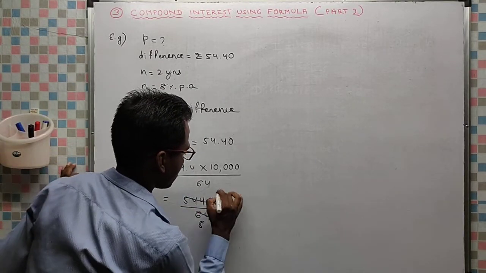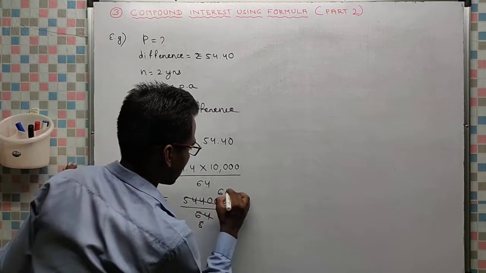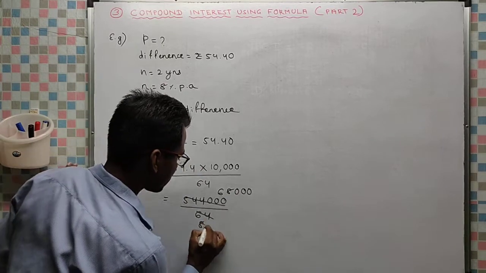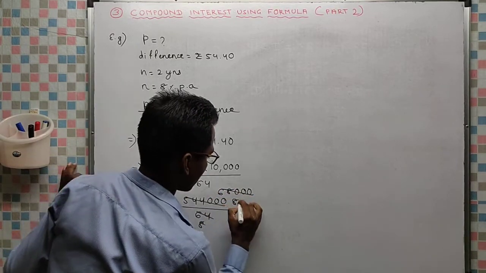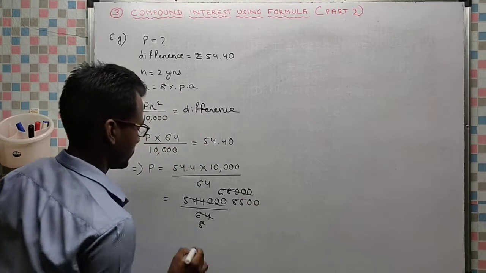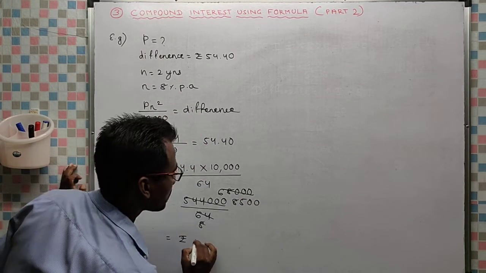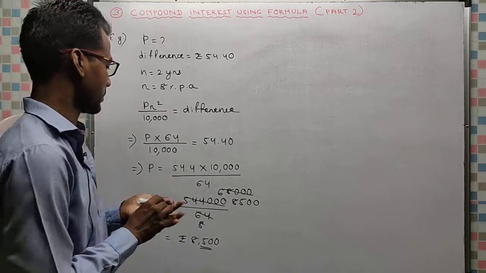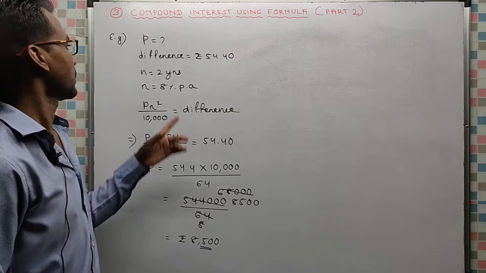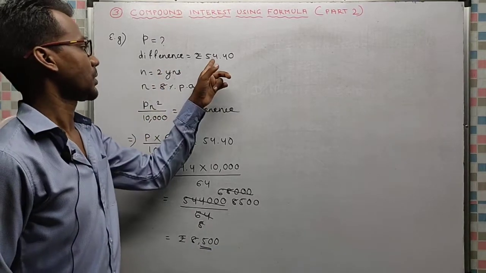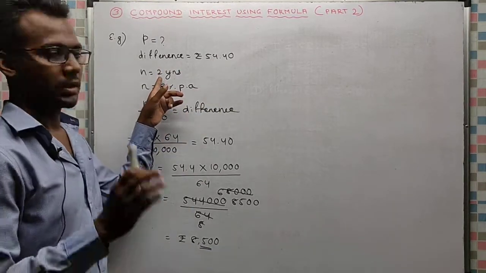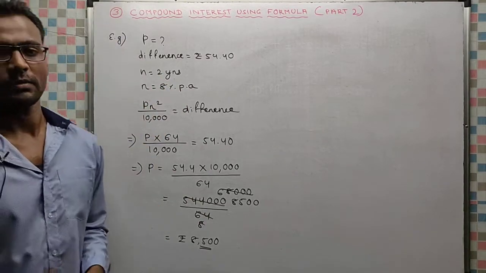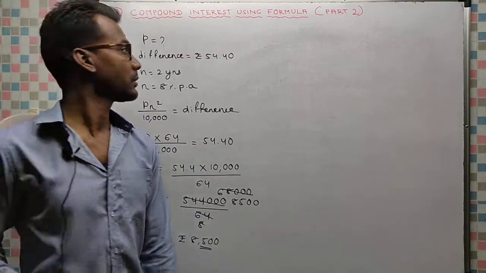8 8s are 64, 8 6s are 48, 8 8s are 64, 1 0 0 0 0. So 8 is 64, 48 is 40, 0 0. So rupees 8,500. The principal for which the difference between CI and SI is 54.40 in 2 years at the rate of 8% per annum is 8,500. Next example.